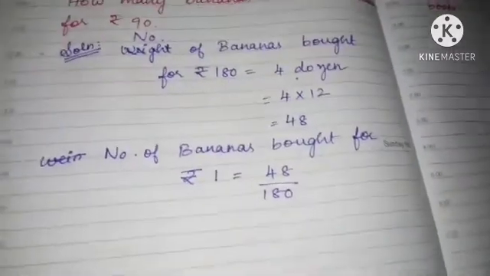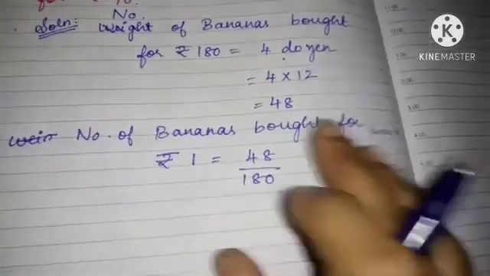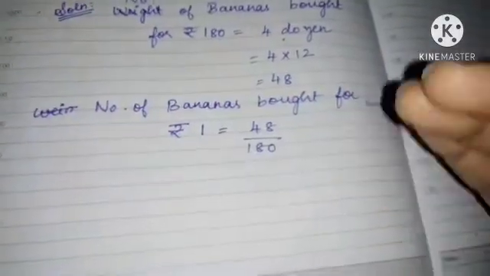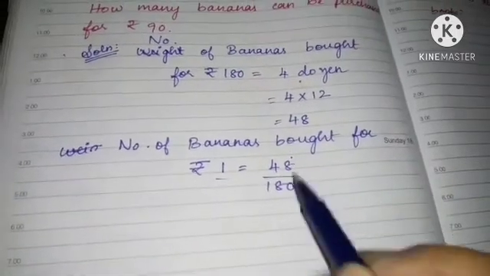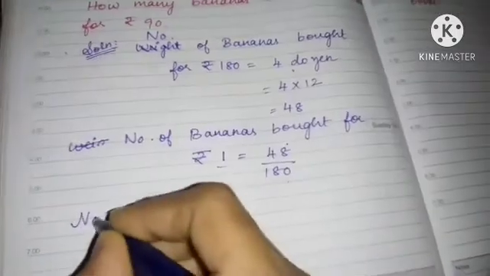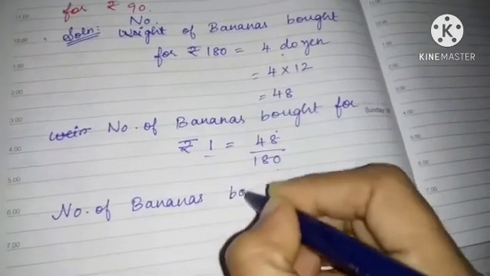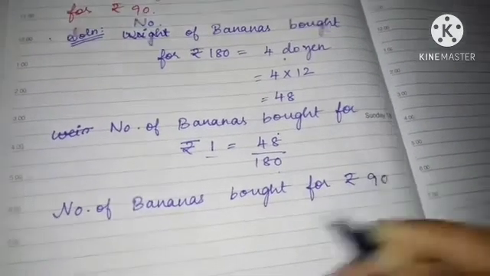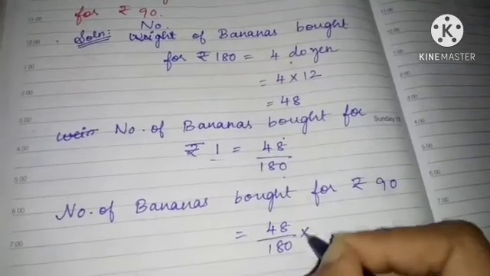Can we do the cancellation for that or can we directly solve the problem? No problem, we will just keep it like this itself. We have to find the number of bananas bought for 90 rupees, because for 1 rupee we found that it is 48 by 180. So, number of bananas bought for rupees 90 is 48 by 180 into 90.